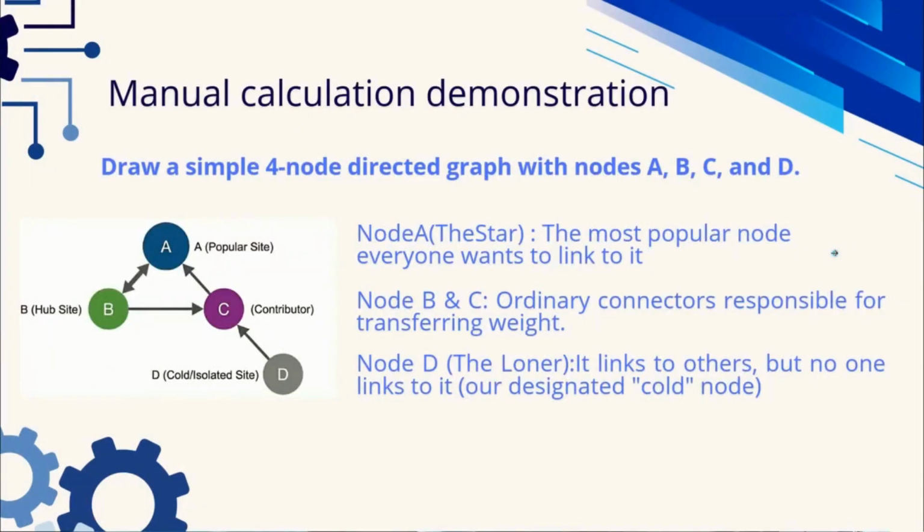Next, we design the algorithm. Understand the algorithm concepts through manual calculation. Please look at this miniature network diagram. We design 4 representative nodes. Node A is the most popular node; everyone wants to connect to it. Nodes B and C are ordinary nodes, responsible for passing weights. Node D is a deliberately designed isolated node. It does not point to others, and no links point to it.